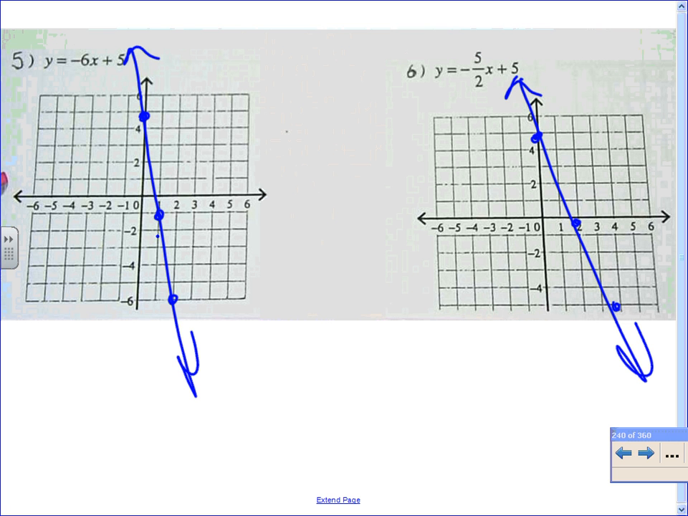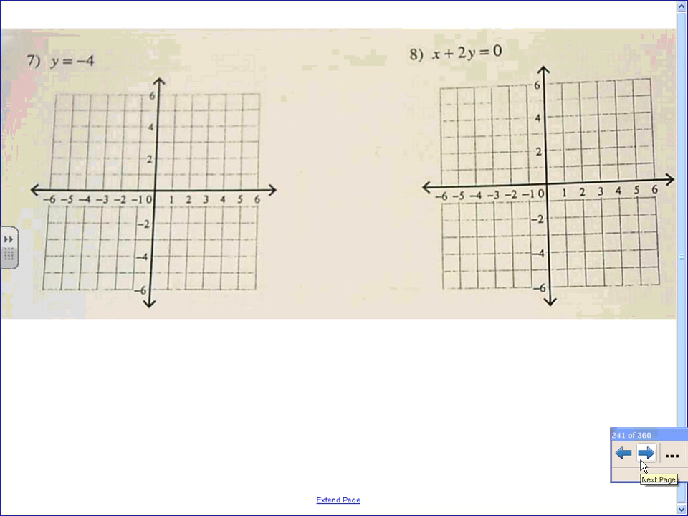Okay, Briar, number 7. Can you explain to us how to graph number 7? Does it go this way or this way? Good. Doug, what's the slope? If it's y equals a number, what's the slope? Good. Okay, number 8, what was different about this one? Adam, what was different? Good. We had to put it in slope-intercept form.